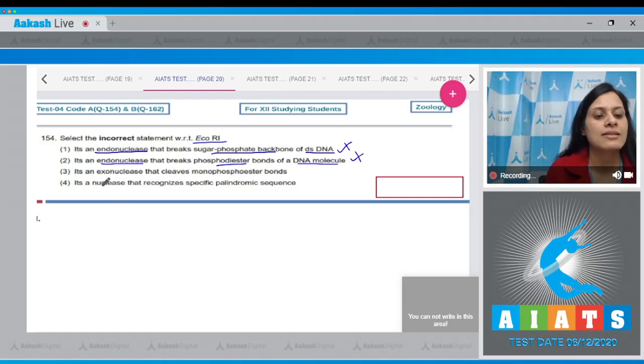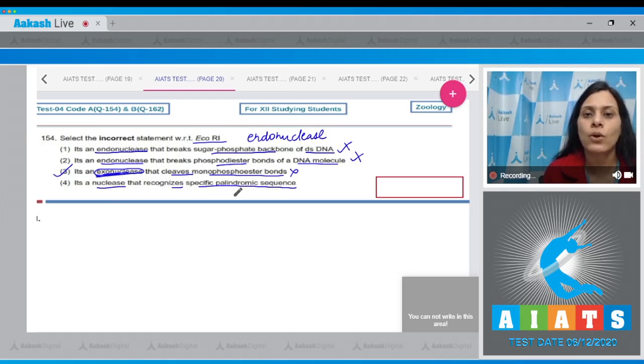The next statement says it is an exonuclease that cleaves monophosphoester bonds. This is an incorrect statement because EcoRI is an endonuclease. So this is a correct answer to our question. The last statement says it is a nuclease that recognizes a specific palindromic sequence, which is also a correct statement with respect to EcoRI, so cannot be a correct answer. And the correct answer to this question is option number 3. Let's proceed to the next question.